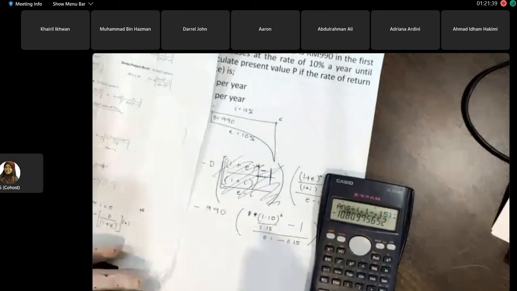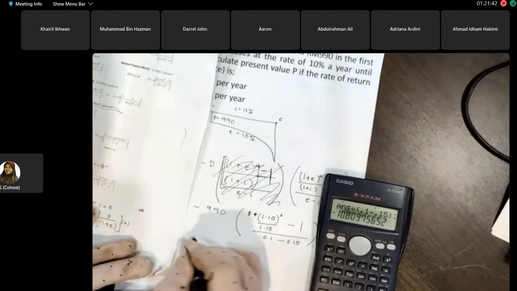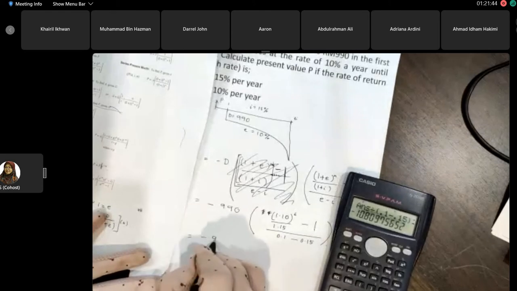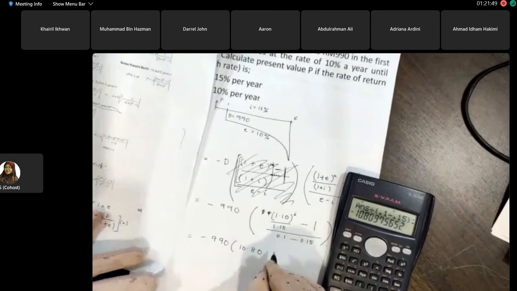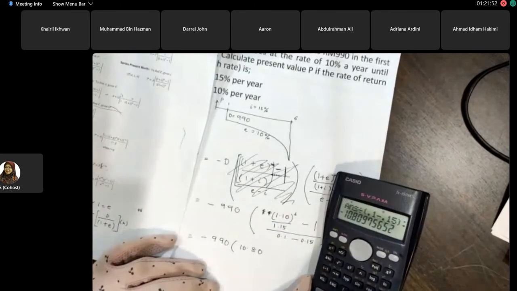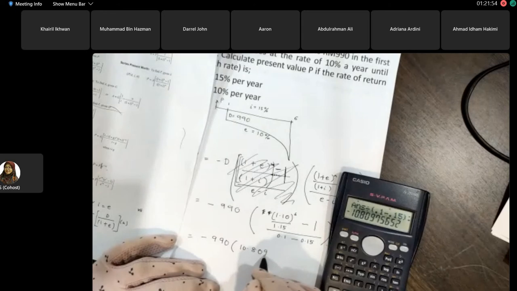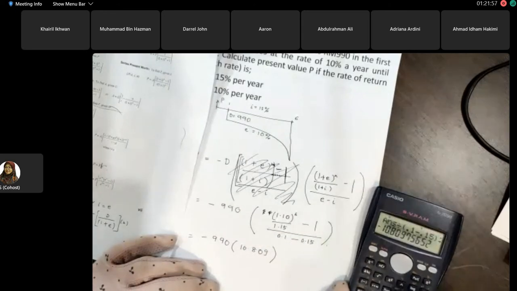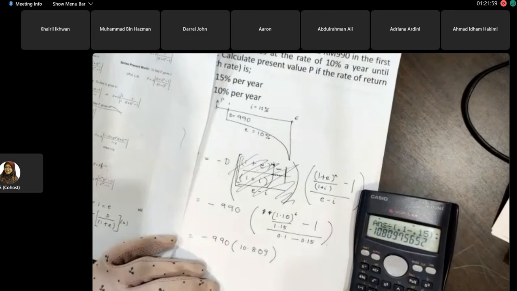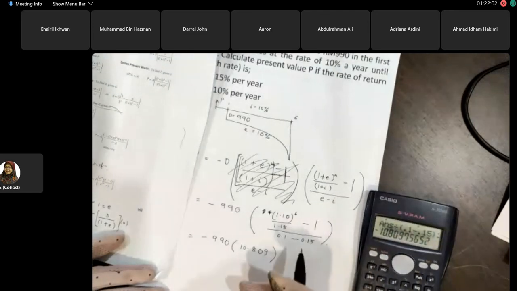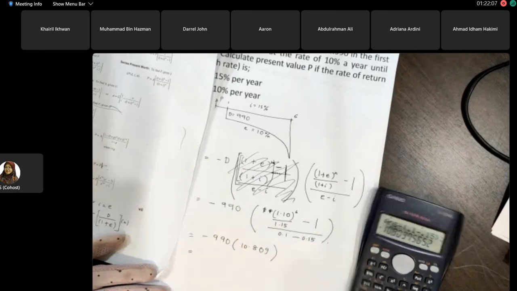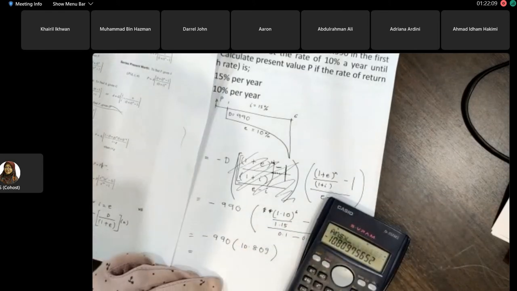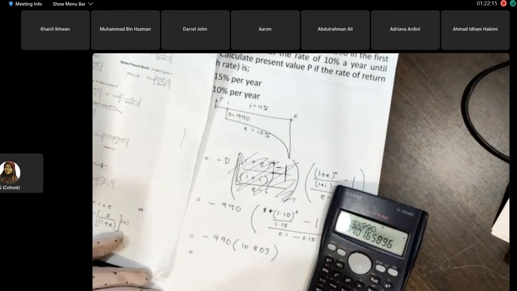So, 990, 10.80. Betul tak? Dia belum tekan ni. Okay, jawapan dia 990. Sekejap eh.